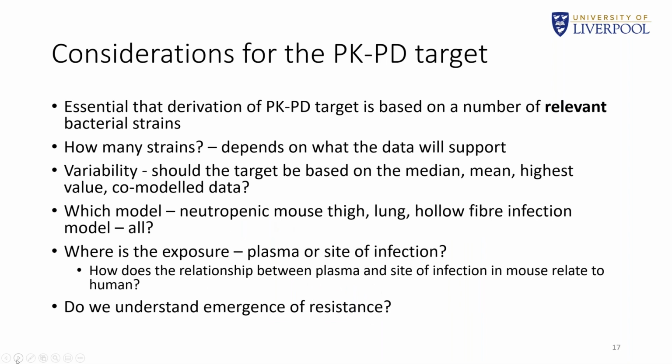So there are lots of things we need to take into account when considering that PK/PD target. We need to consider the number of strains that we're using, the strains being relevant, the variability that we're going to get from these models, which models we use, where that exposure is being measured, and the emergence of resistance. And I'll go through these in a bit more detail in the next few slides.